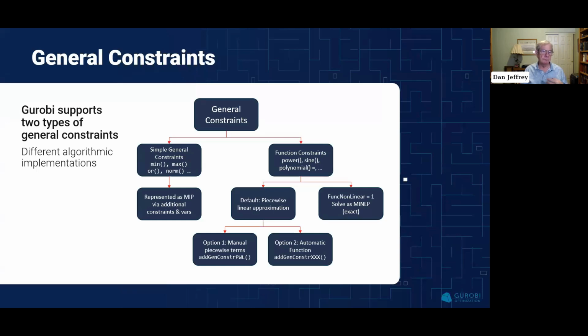But just to give you a little landscape for where they live in the Gurobi API, there's a concept called general constraints in the Gurobi API. General constraints apply to a lot of different things, but some of them are fairly simple, like min and max and or and norm. These are pretty simple APIs and really distinct from what we're going to talk about now. The function constraints depicted on the right, sometimes we call them automatic functions, are more complex, and that's what we're going to talk about for doing nonlinear programming.